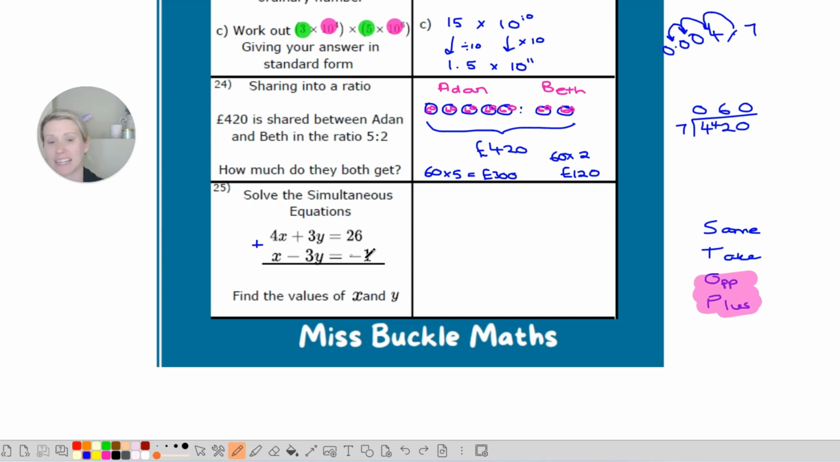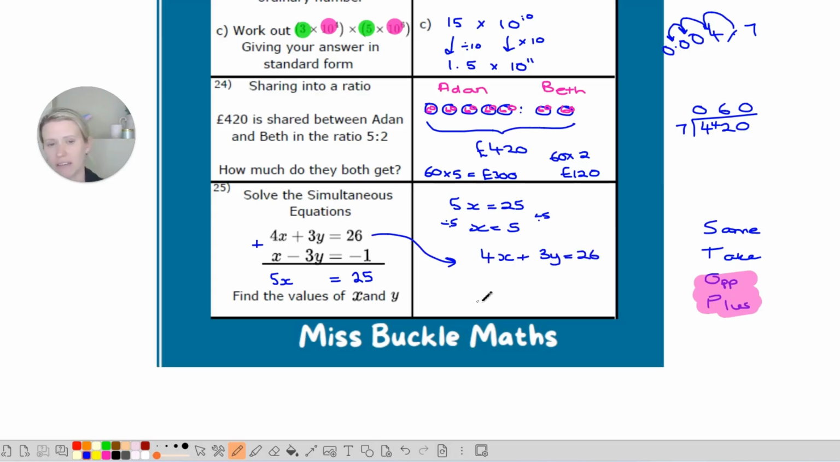So 26 add -1 is 25. 3y add -3y, they cancel each other out, and 4x plus x is 5x. If you'd got the wrong sign here, if you'd, for example, put in a negative, then 3y subtract negative 3y would have made 6y and it wouldn't have been eliminated, okay? Hence making sure that you get the right sign there. So we've got 5x being 25, therefore x is going to be 5 by dividing by 5 on both sides. And once you've worked out the value of one of the variables, the x in this case, we can then work out the value of the y.